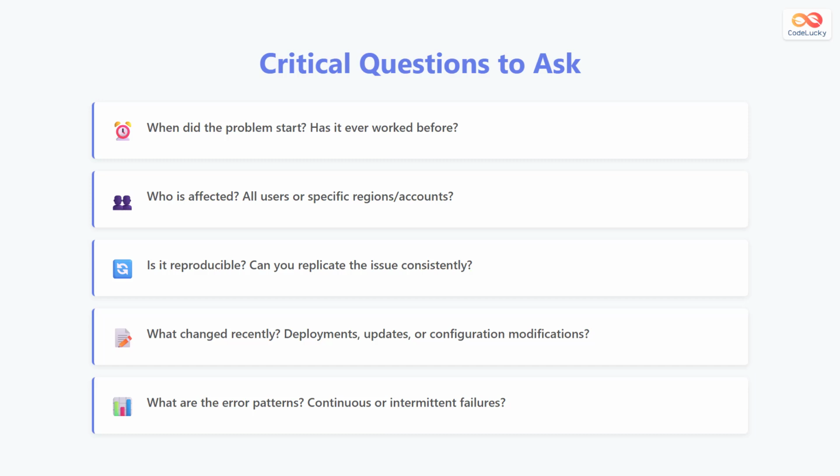What changed recently? This often reveals the culprit. What are the error patterns? Are failures continuous or intermittent? This tells you whether the problem is systematic or environmental. These questions keep your investigation focused and productive.